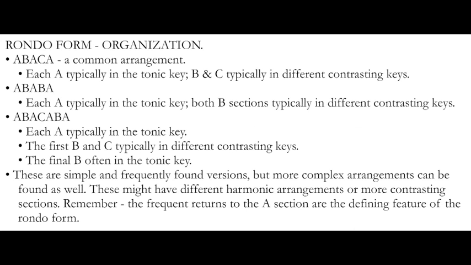Some common organizations of rondo form. ABACA is what I cited in my first slide. This is a very common arrangement. In a form like this, each A is typically in the tonic key. The B and C sections are typically in different contrasting keys. The dominant, the relative major and minor are frequent targets, though more chromatic rondos might modulate to more distant harmonic areas.